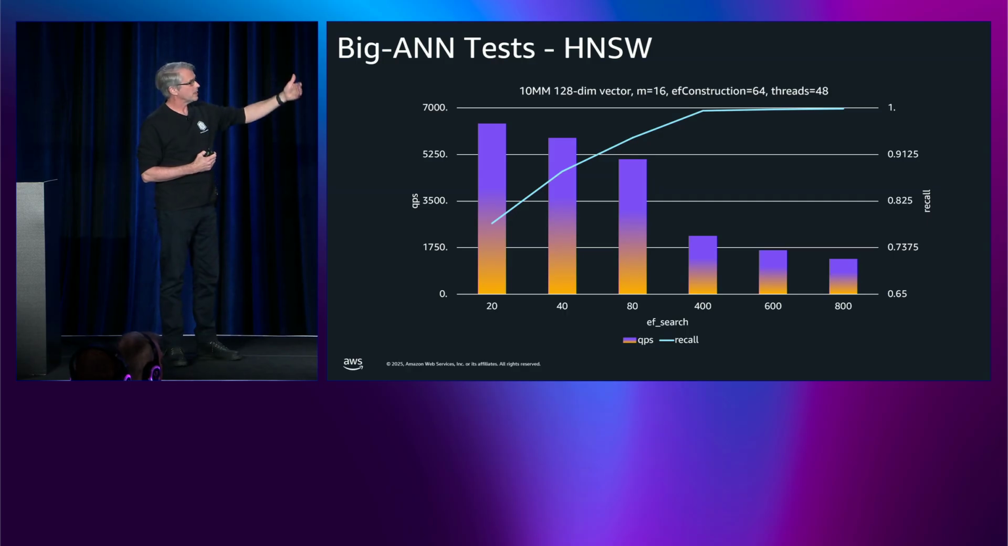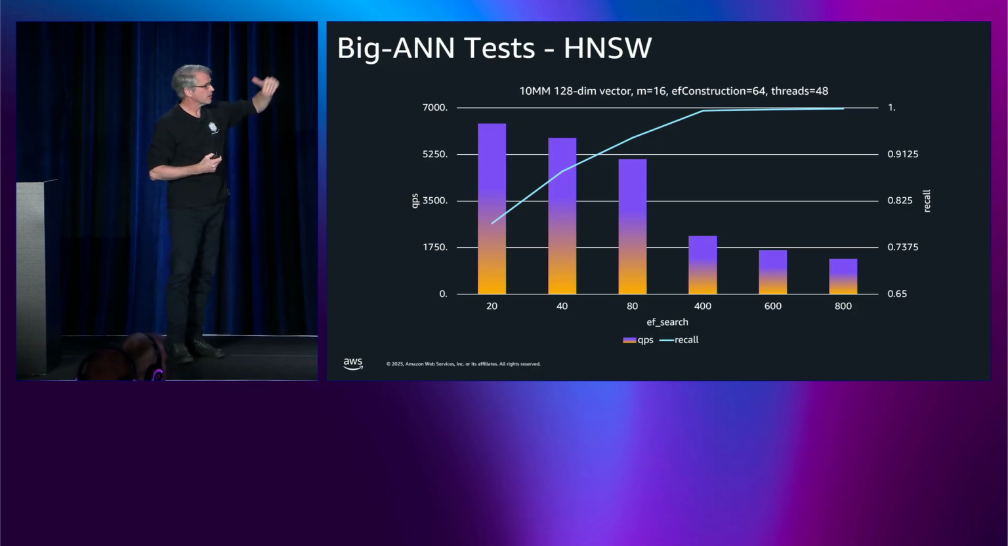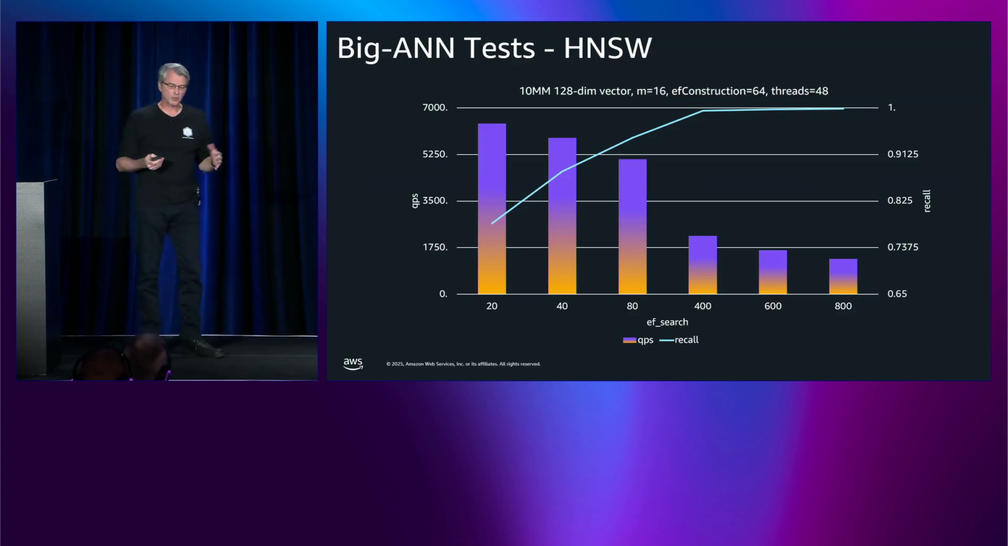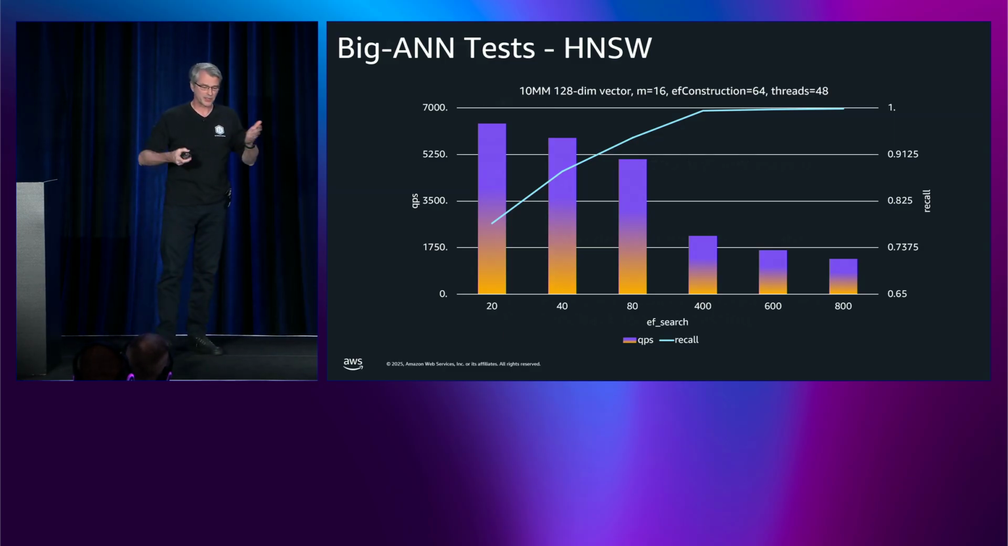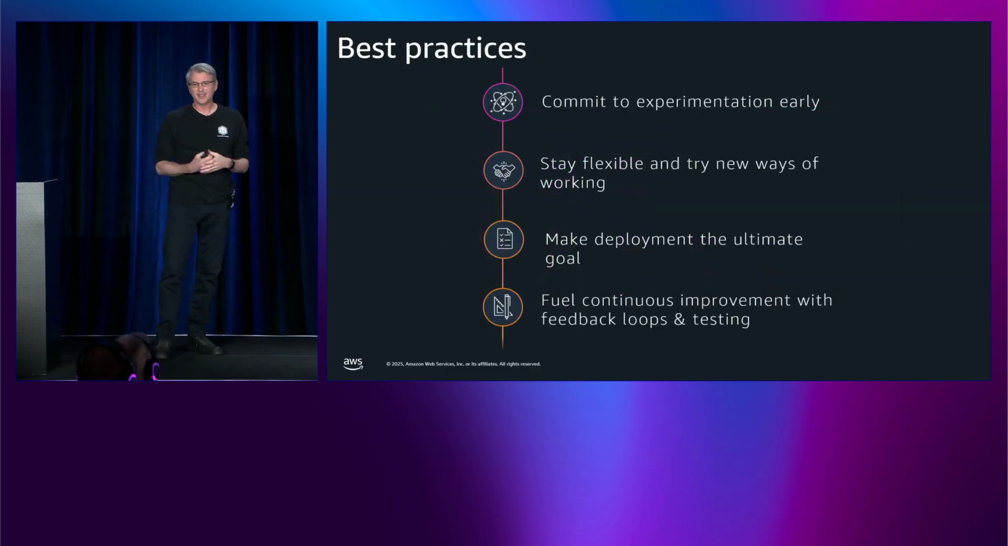Well, crank up the EF search. But again, you get to a point where you get close to 1, no matter how much further you go up with the EF search. It doesn't really go up much, but your queries per second go down. So way to sum it up, just test, get the right value where it's close enough to what you need, and go with that. Don't always just max it out because it's not necessary.